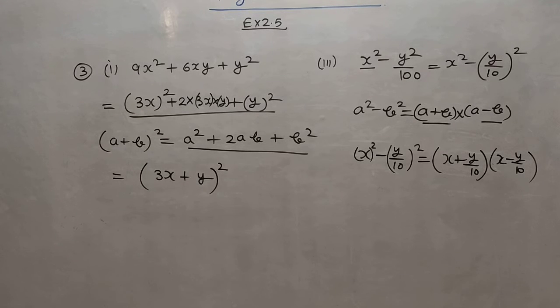So I hope everything is going to be clear step by step, because in every sum we are using identities, and we are trying to understand how the identities are used, right?